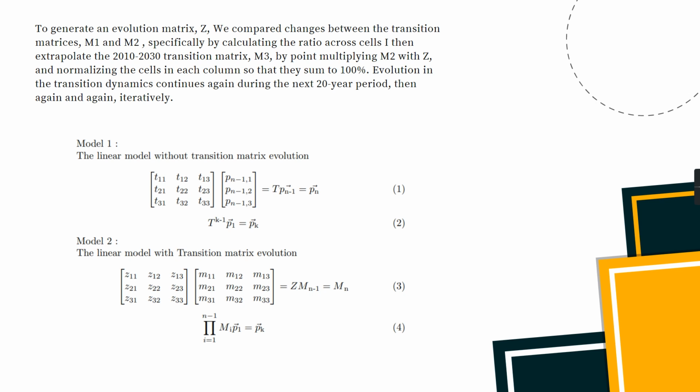So our final model becomes the product from 1 to n minus 1 of M times P1 is equal to Pn. That is, M1 times M2 up to M(n-1) times P1 will give us Pn. This is instead of the previous model, which assumed a constant transition matrix, that is T to the power k minus 1 times P1 is equal to Pk.